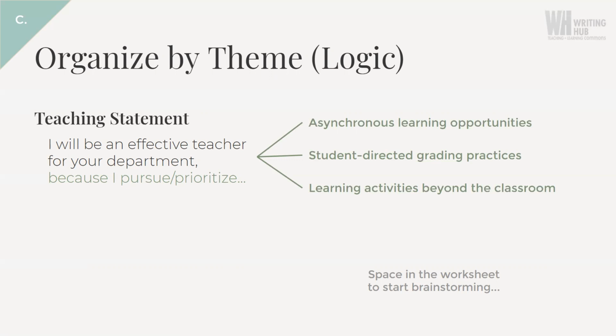Because theme 1, asynchronous learning opportunities, that gets elaborated in the second paragraph. Student-directed grading practices might get elaborated in the second or third paragraph. The learning activities beyond the classroom theme gets elaborated in the 4th or 5th paragraph. And then it all gets summed up again in the conclusion paragraph. So you're not only defining your argument here by deciding these 3 themes, you're also giving yourself an outline. You're giving yourself a structure to fill in.